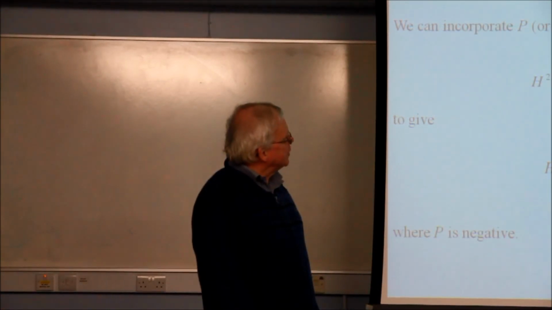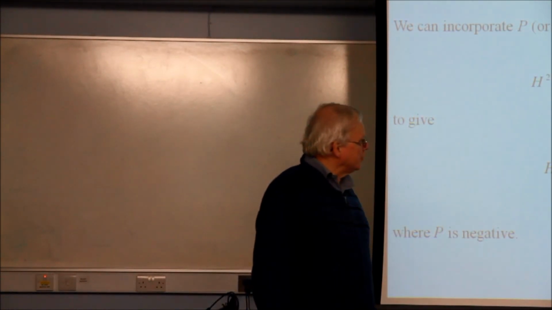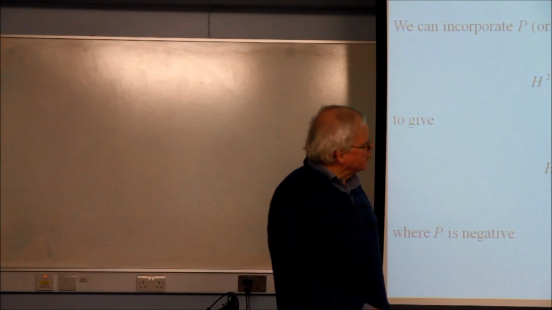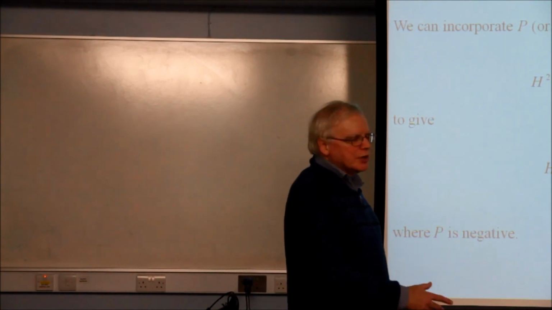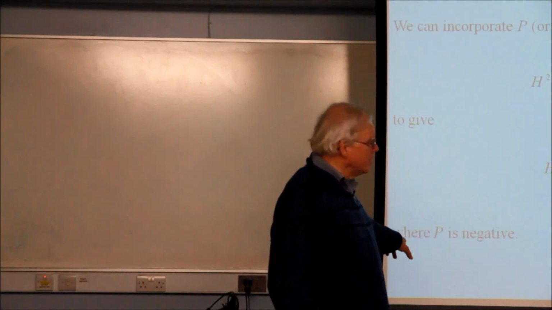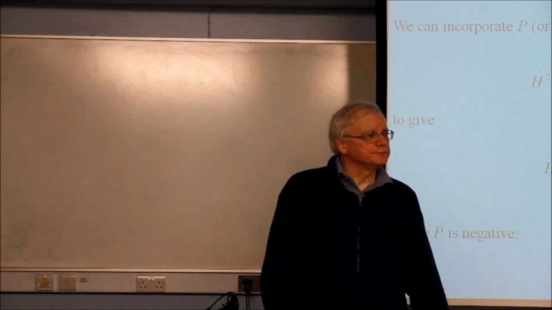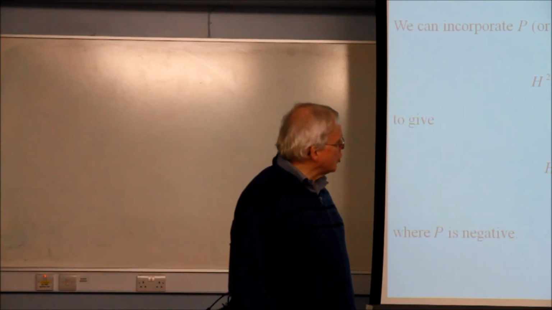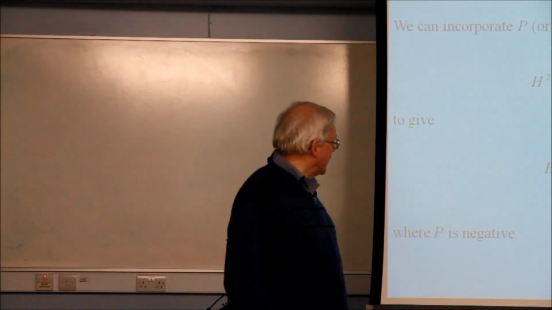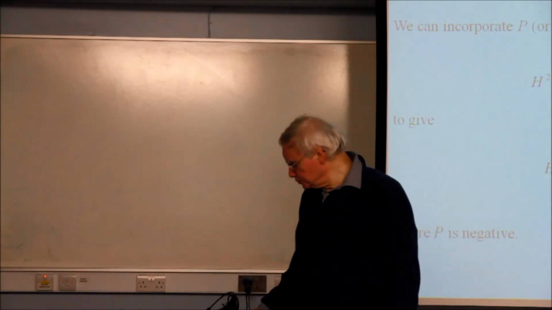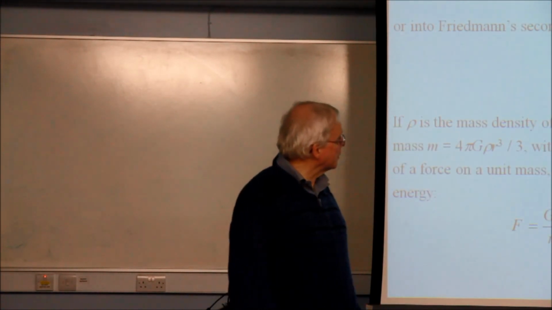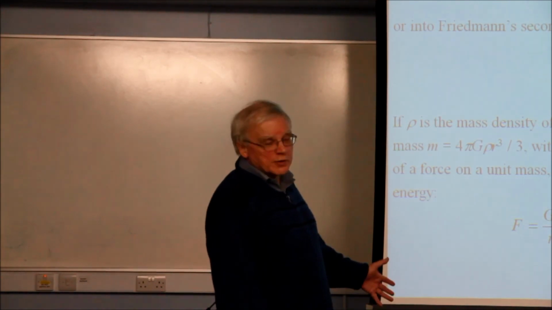Incorporate it into Friedmann's first equation, and again make the curvature 0, and we can bring the lambda into the rho term. Now it says plus 3p, but p is assumed to be negative here. So we've got rho plus 3p over c squared as we had before, but this time the p is negative. That's just a standard operation. There's nothing profound about that. Or into Friedmann's second equation.